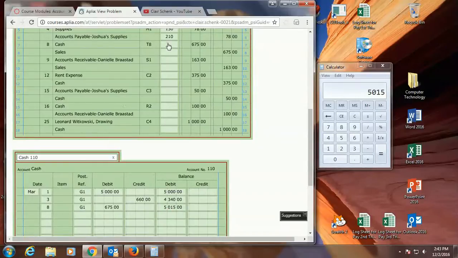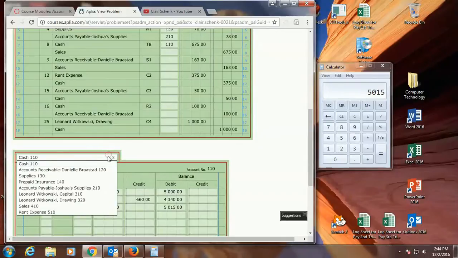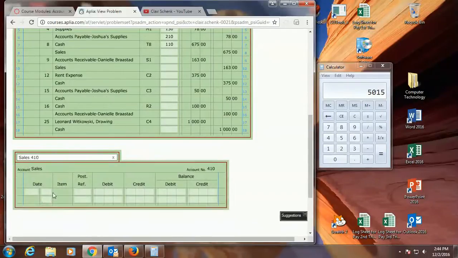And then I record the 110 in my post-reference column, my general journal. So now I'm on to sales as my next ledger account. So I open sales. It's March 8th. It's G1. It's a credit of $675, which is good because this increases owner's equity.